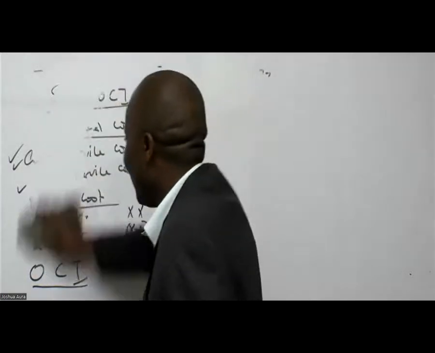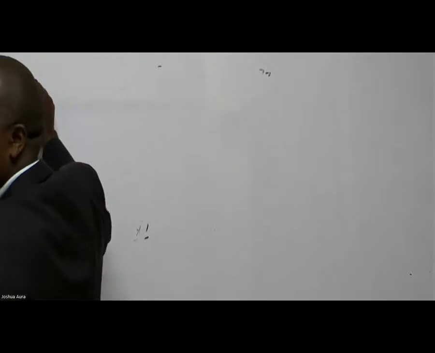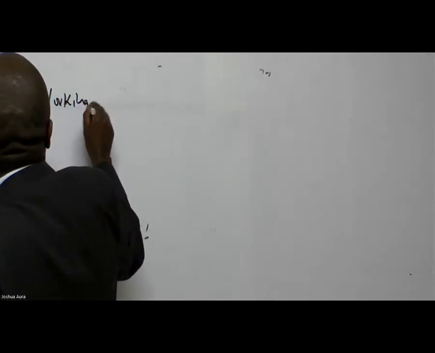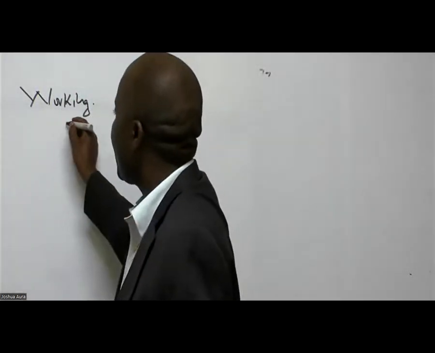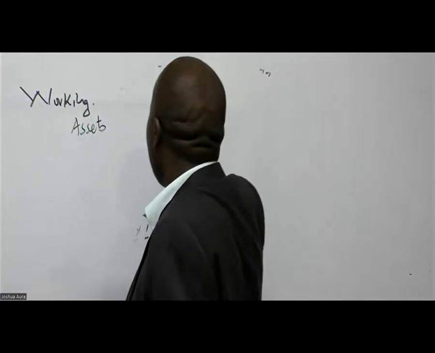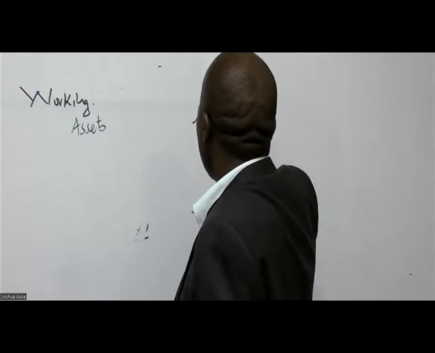So what I'll do here is a working, very easy. It's a 5 minute thing. I'll come and do a working here. In my working, I know if it's a defined benefit scheme, I must look at the assets of the scheme vis-a-vis the liabilities of the scheme.